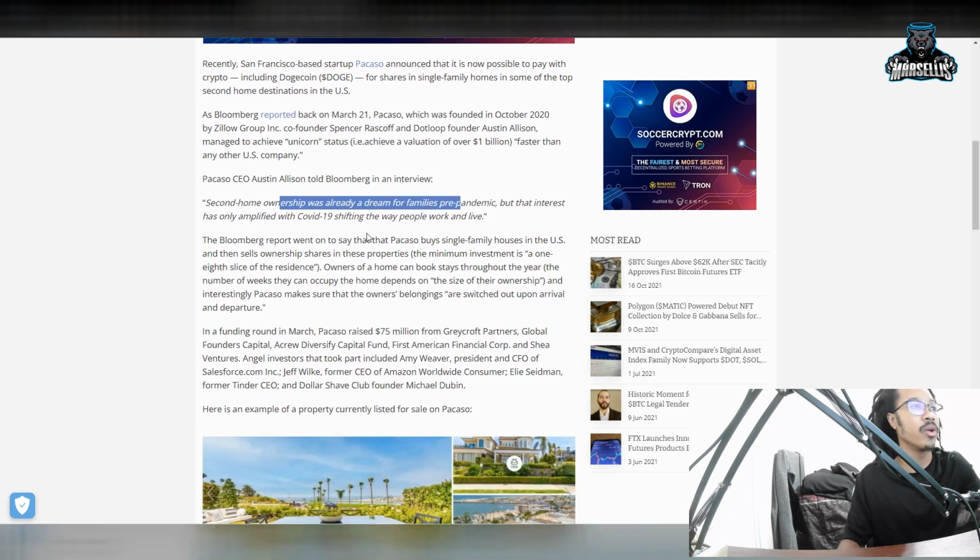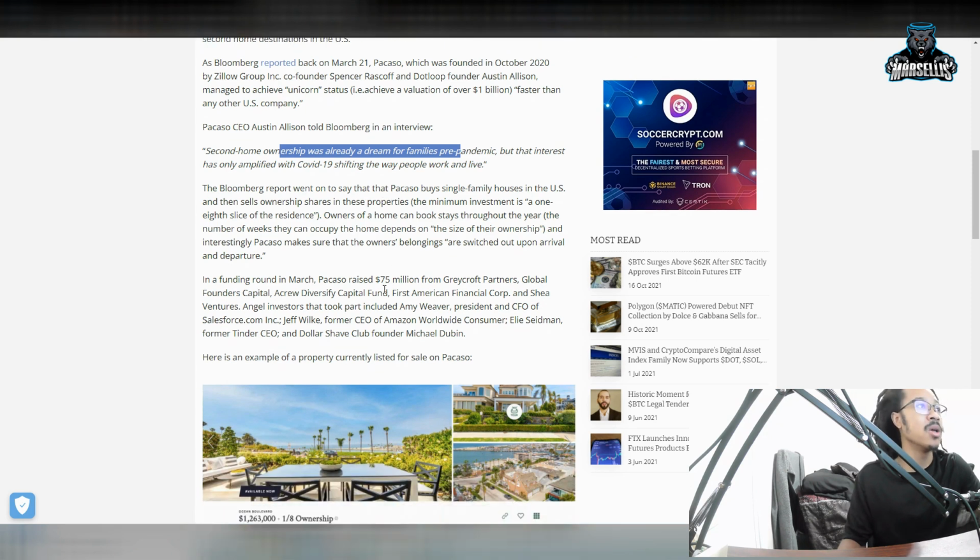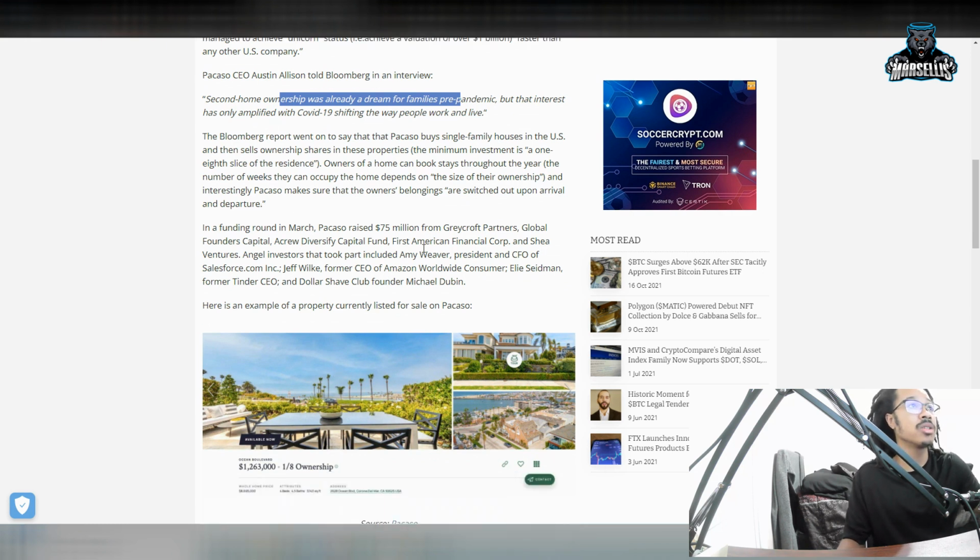The Bloomberg report went on to say that Picasso buys single-family houses in the U.S. and then sells ownership shares in these properties. The minimum investment is a 1/8 slice of the residence. That's pretty big. Owners can book stays throughout the year. The number of weeks they can occupy the home depends on the size of their ownership.